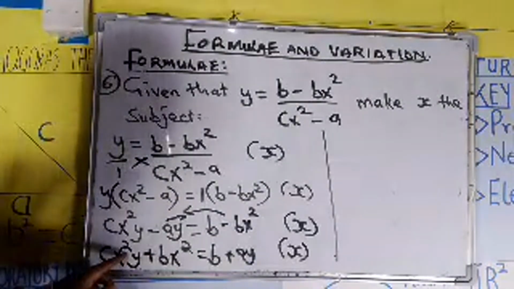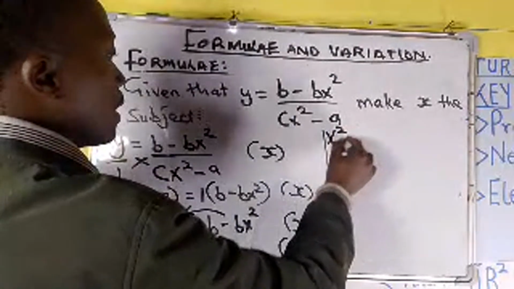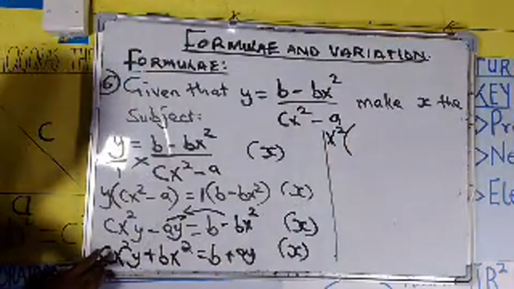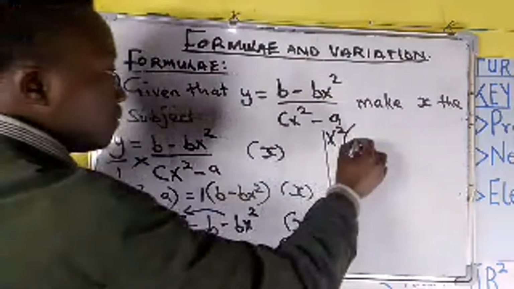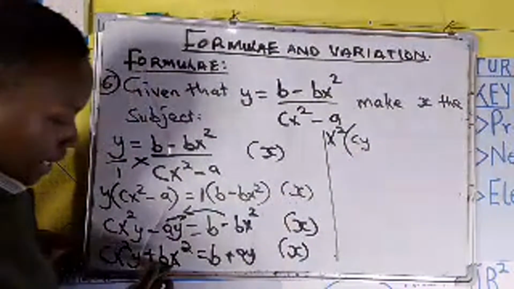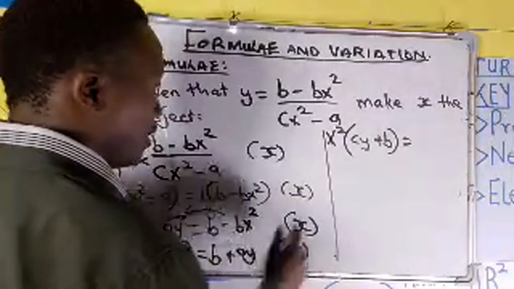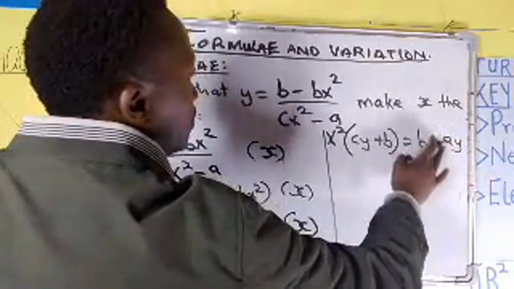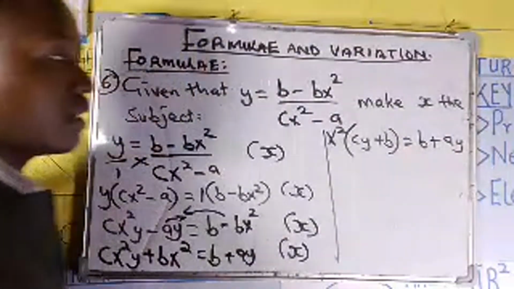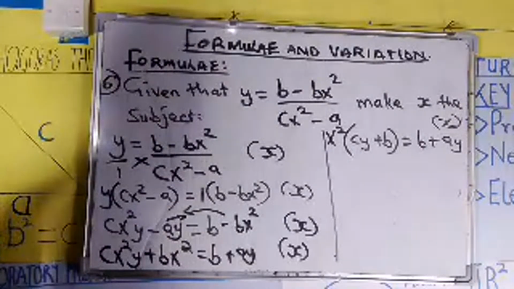So hapa tuko na h squared na hapa tuko na h squared. So we can put our h squared outside the bracket and we open. So once we tumetoa h squared because it is the common factor, hapa tutabaki na cy plus b is equal to b plus ay. Don't forget, we want to make h the subject of our formula.